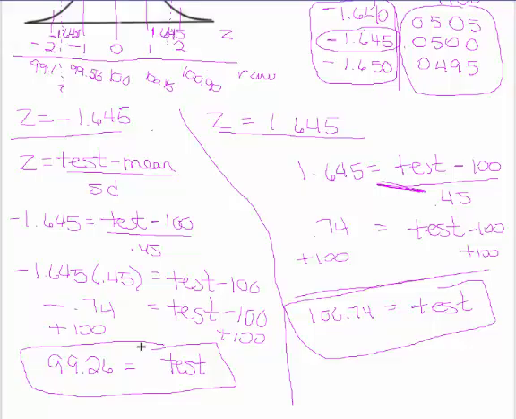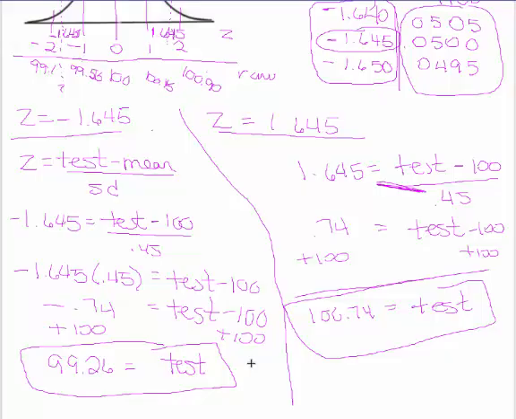And so let's go back up and see what that means. It means that 90% of all the steel rods, the middle 90%, is going to be between 99.26 centimeters and 100.74 centimeters. So if he could only use the 90% in the middle, these are the ones that he would be looking for, the rods between 99.26 and 100.74.